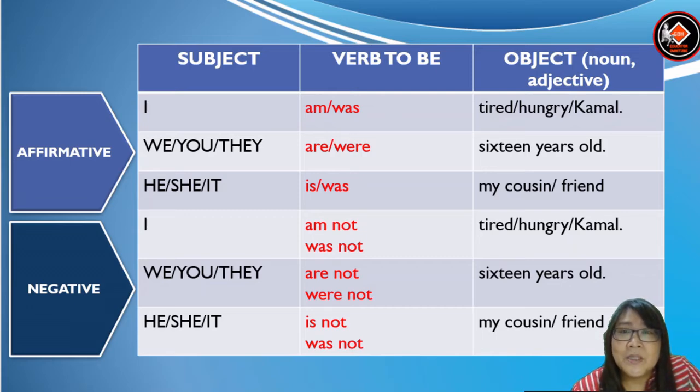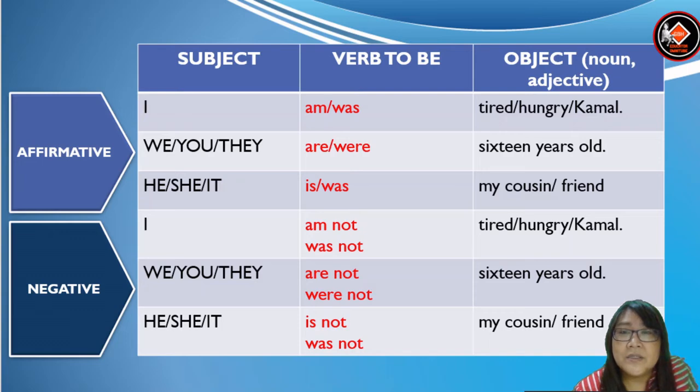Next, we look at we, you, and they. So you use are or were. You can say, we are 16 years old. You are 16 years old. They are 16 years old. So for past simple, you can use were. You can say we were 16 years old. Maybe you can add last year. Or you were 16 years old last year. They were 16 years old last year. Or you can say last month.